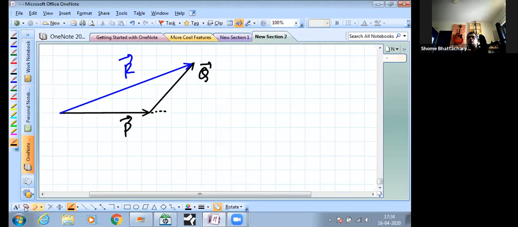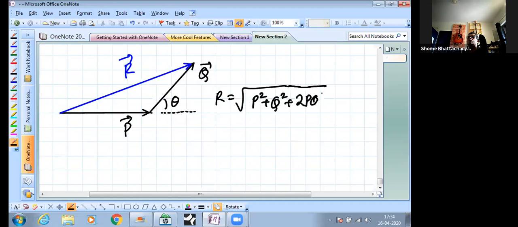So here, if this angle is theta, we know how to find r's magnitude in terms of p, q and theta. So if this angle is theta, we already know that r is equal to root of p square plus q square plus 2pq cos theta. So when we are proving what is given in the question, we can replace r in terms of root of p square plus q square plus 2pq cos theta. So this is no big deal at all.